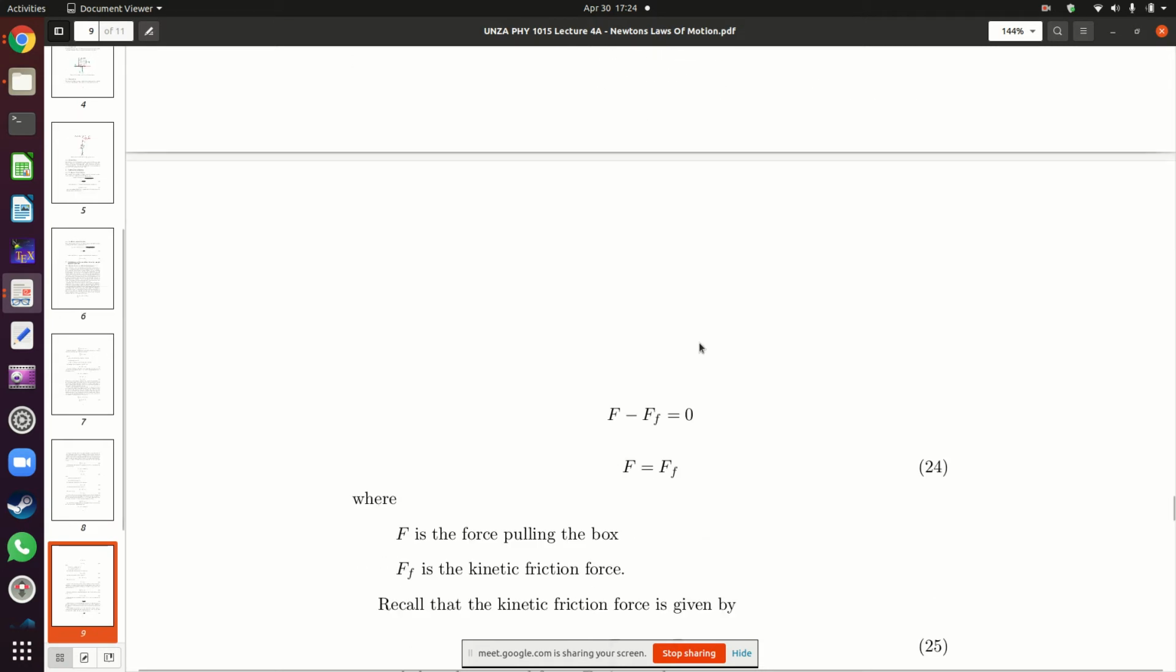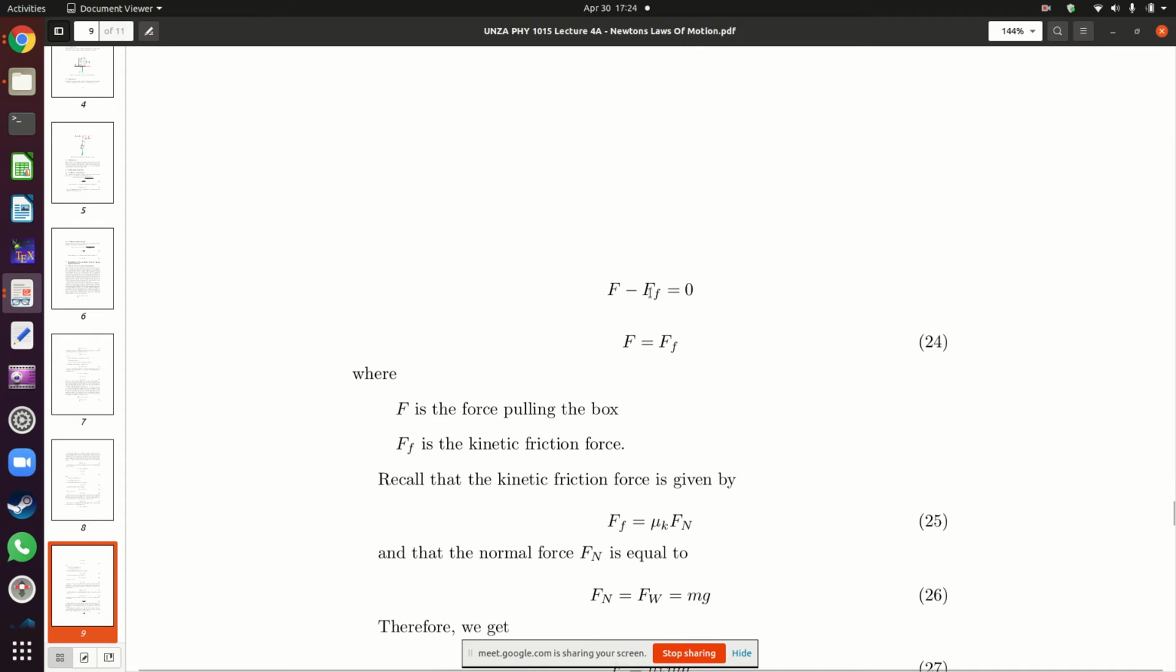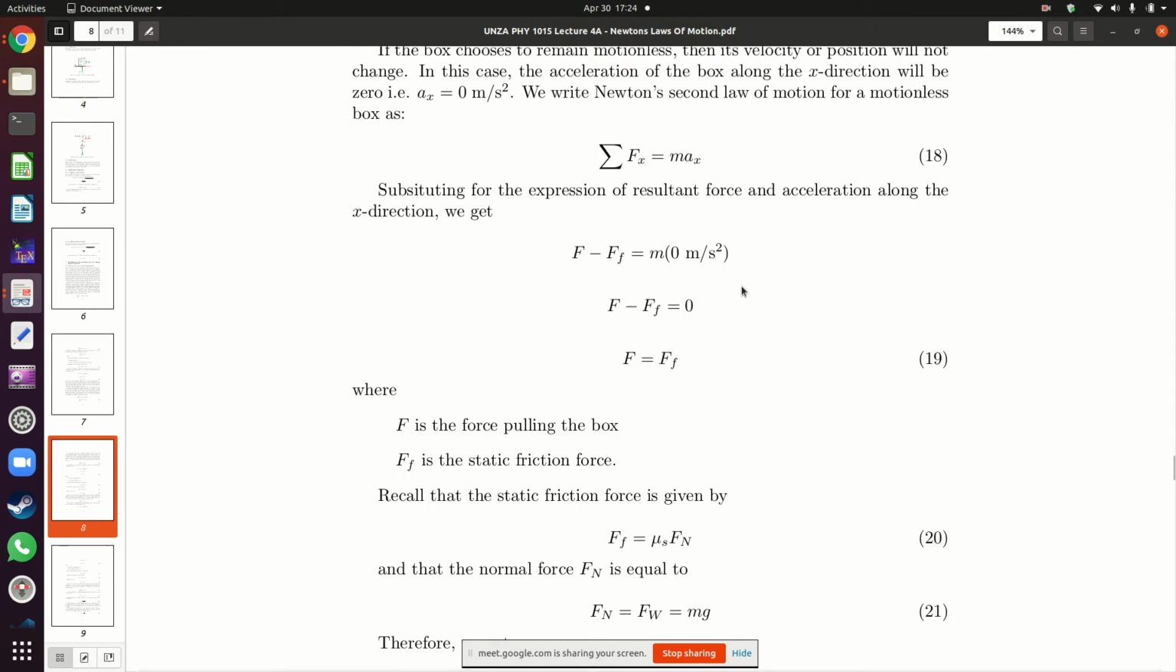So when you do this, the mass multiplied by the acceleration gives us 0. So we end up having F minus Ff equals 0. We end up having F equals the friction force. However, this equation, F minus Ff equals 0, equation 24, looks exactly like equation 19. But in these two equations, equation 19 and equation 24, the friction is different. In equation 19, the box is not moving.